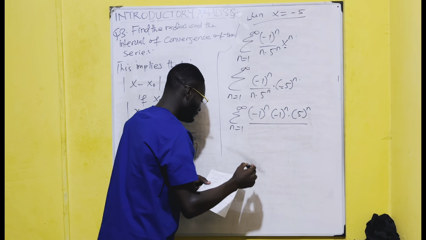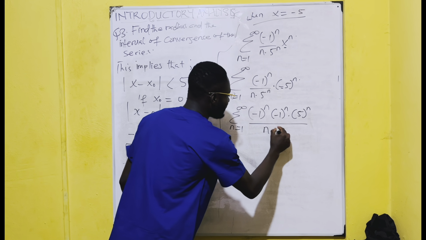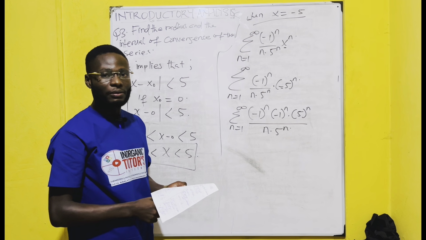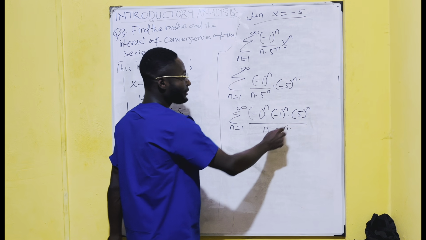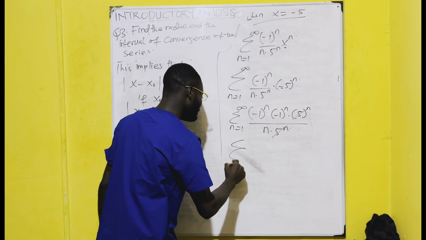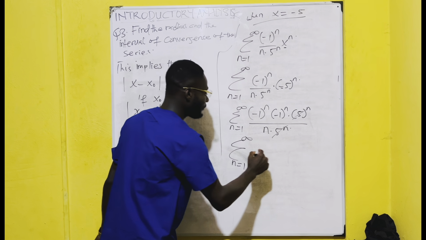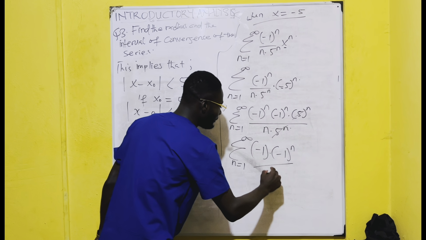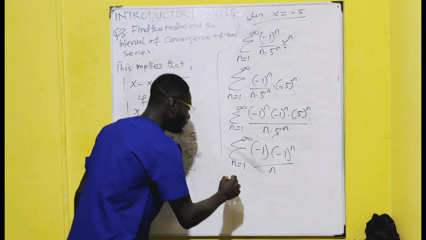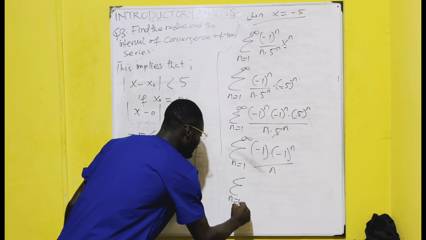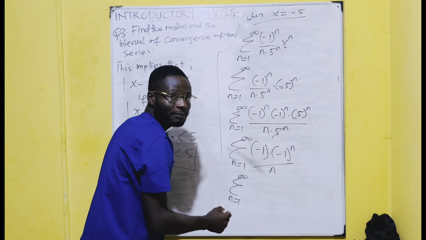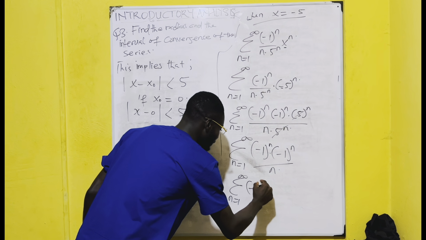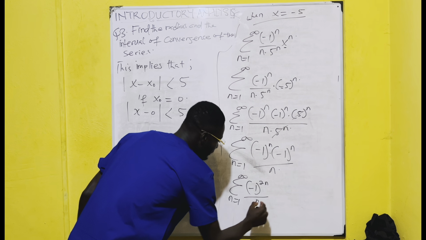Divided by n times 5 to the power n, so that we can have something cancel something. So we can see that this cancels this. So we have -1 times -1 to the power n divided by n. And we know that indices says that if they have the same basis and they are multiplying, we add the exponents, right? So we have -1 to the power 2n divided by n.